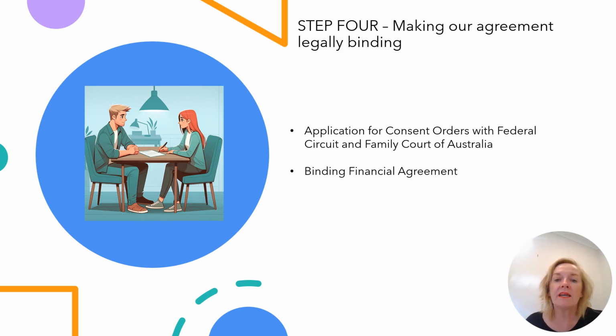Step 4 is making your agreement legally binding. We need to make sure that it's legally binding so that neither of you can make a claim against each other in the future. There are 2 ways to make your agreement legally binding. The first and usual way is to lodge an application for consent orders with the Federal Circuit and Family Court of Australia. The court will review your joint application and will make your orders if it believes the orders are fair and reasonable. The court can reject orders if they don't believe they are within a reasonable range of outcomes.